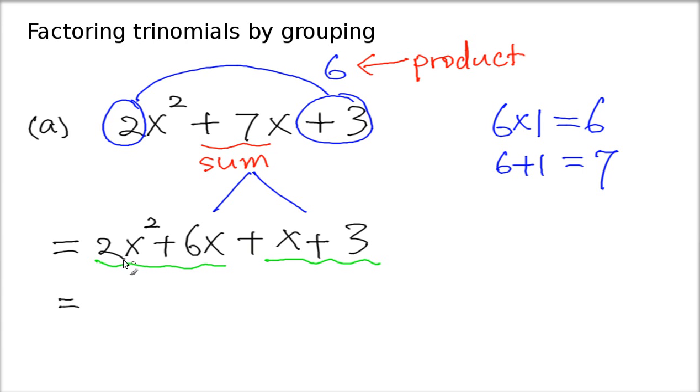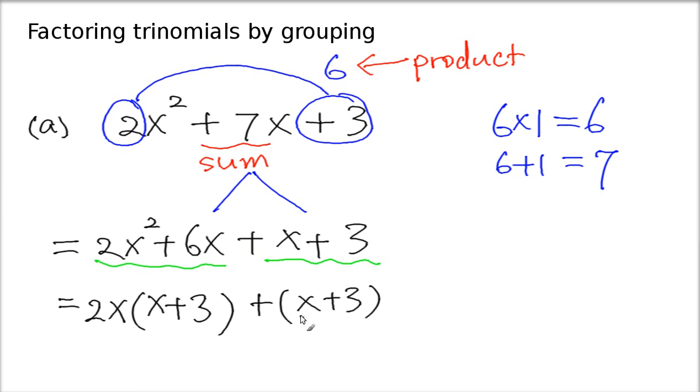In the first group, the numbers are 2 and 6, so 2 is a common factor. We have x squared and x, so x is a common factor. So we pull out 2x, and what is left? Well, 2x times x is 2x squared. And then 2x times what is 6x? Well, 2x times 3 is 6x. And then if you put parentheses around x plus 3, in the second group, well, that exactly looks like x plus 3 over here.